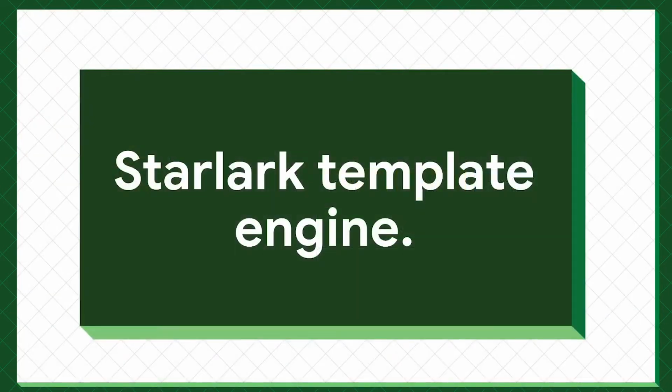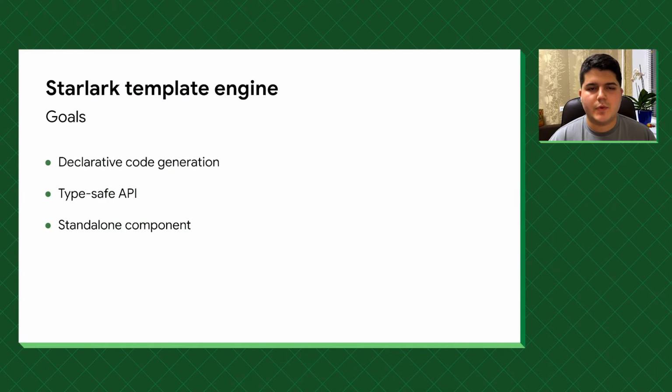Now let's dive deeper into the Starlark Template Engine and see how it can help us improve the code generation process for Bazel. It follows three primary goals. The first one is that it must provide declarative code generation. This means that the code that describes the code generation must be as similar as possible to the actual resulting generated code. Moreover, it must provide a type-safe API for the code generation.